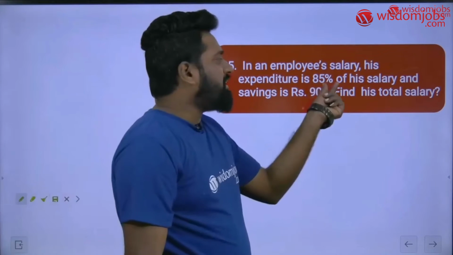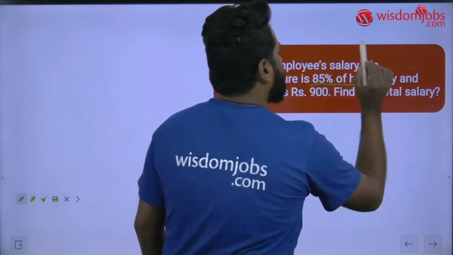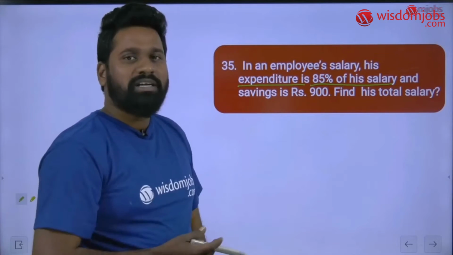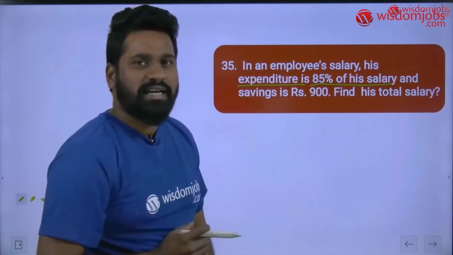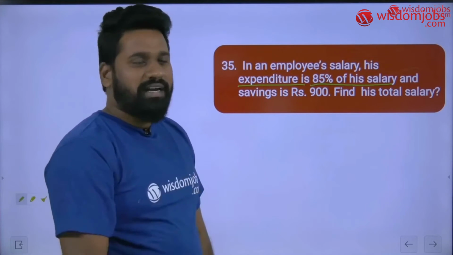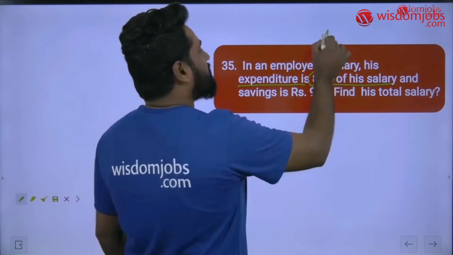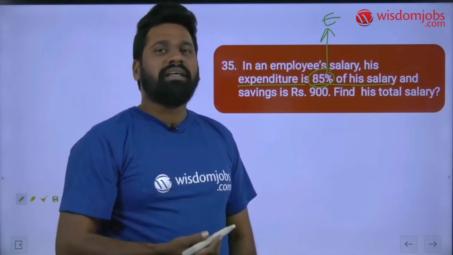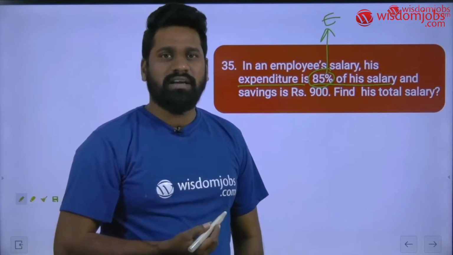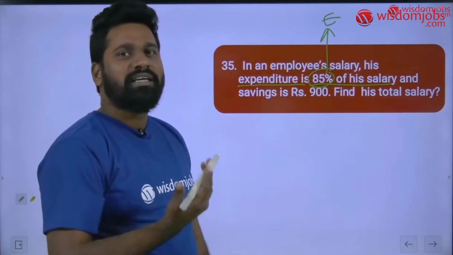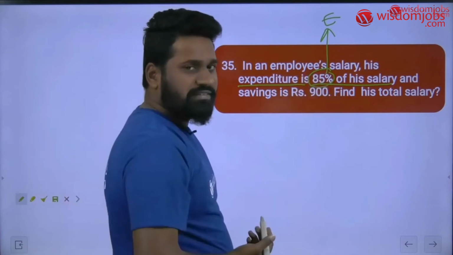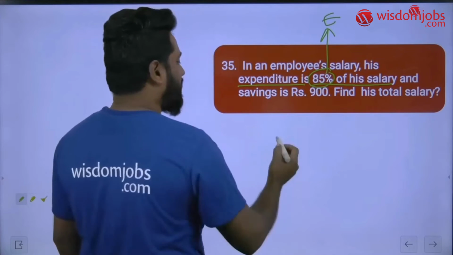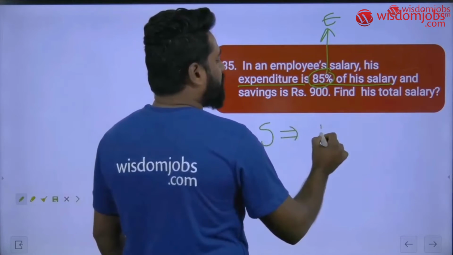So here 85% of his salary is given. This is expenditure. 85% is his expenditure. That means out of 100%, if you take his salary as 100%, out of this 100%, this 85% is expenditure. 85% expenditure means the remaining should be savings. Is it clear? Because income minus expenditure indicates savings. That is 100 minus 85%, that is 15% indicates savings. Right, that is what I am writing. So savings is equal to 15%.